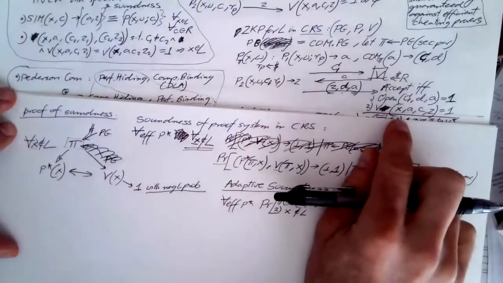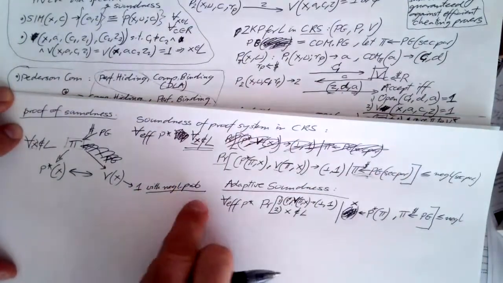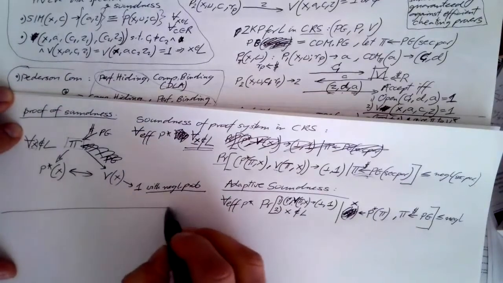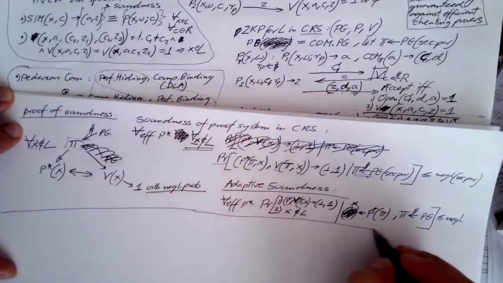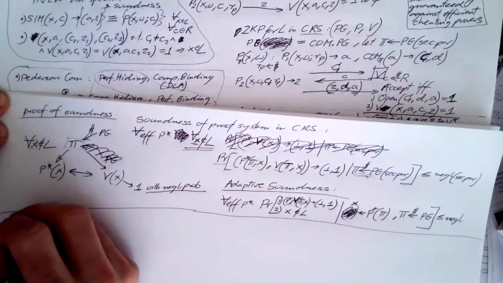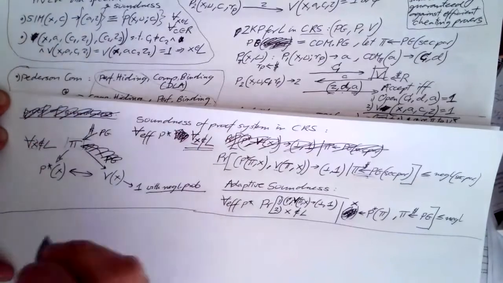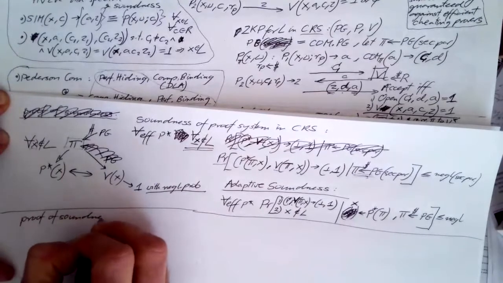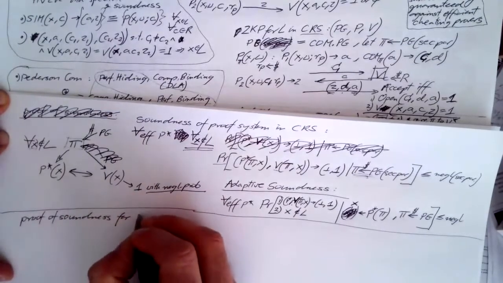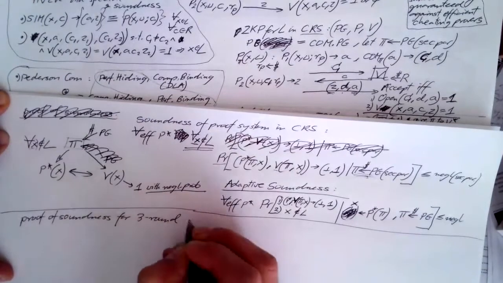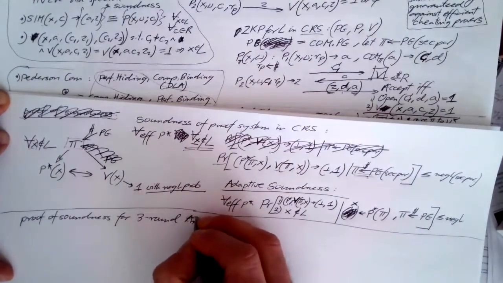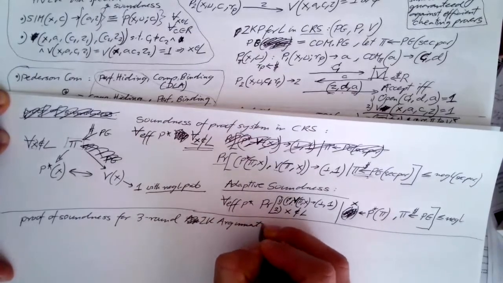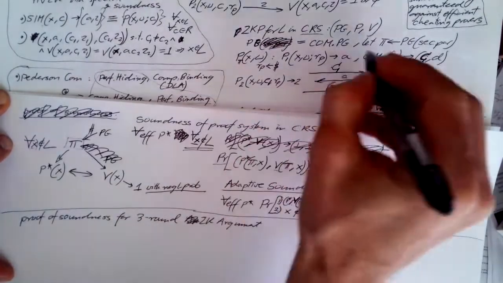So let's come back to the binding. Is this true for this proof system? That was first of all the definition, and now for the three round zero knowledge argument, this one.